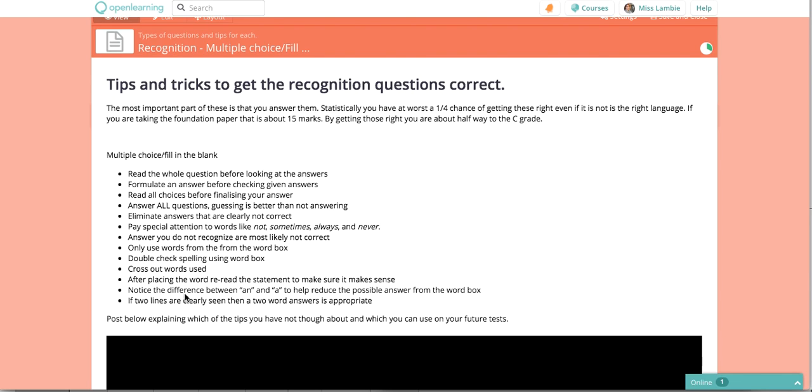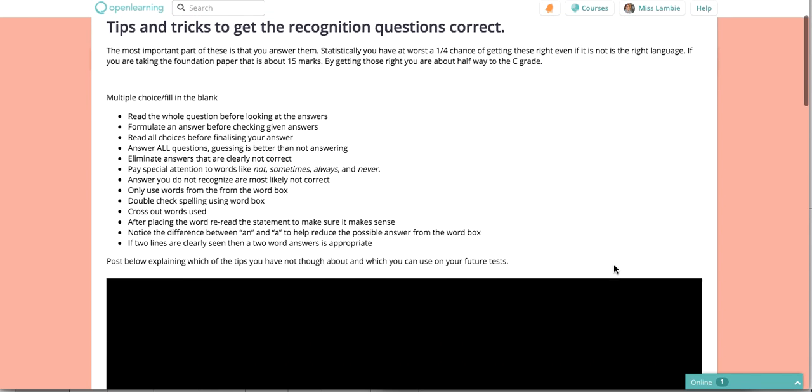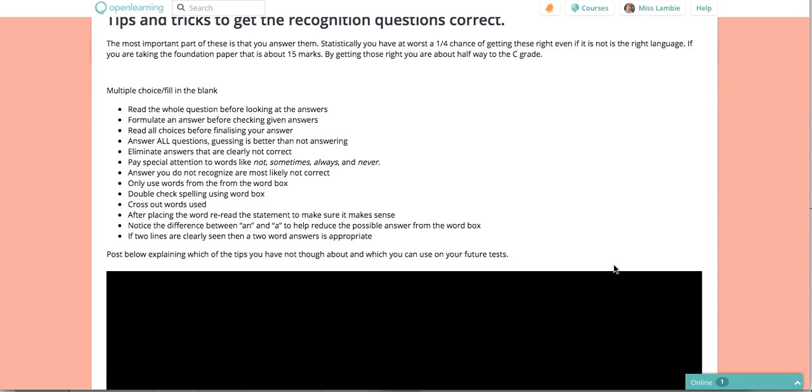The next one is double check spelling using the word box. Many people get the answers wrong, not because they don't know the right answer, but because if there's a word box, it needs to be spelled correctly. Just double check that your answers are legible and that you use the correct spelling from the word box. As you go along, cross out words used and make sure that you think about whether or not these can be used again. After placing the word, reread the sentence to make sure that it makes sense.